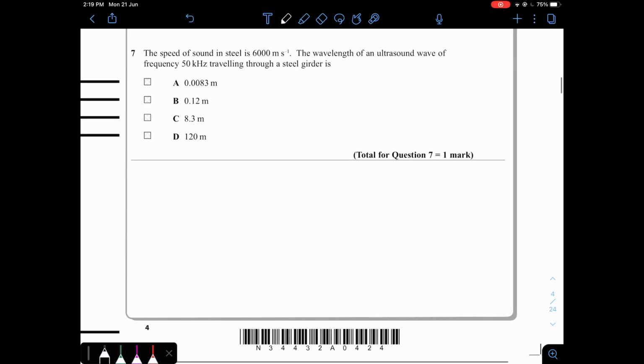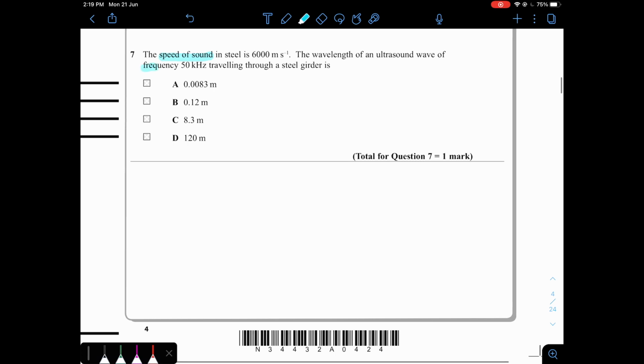Okay, question number 7. The speed of sound is 6,000 meters per second. What is the wavelength of an ultrasound wave of frequency 50 kilohertz traveling through a steel girder? So they've given us V and F, and they want lambda. We know the equation V equals F lambda. Again, this is in the back of the exam paper booklet. They give you the formulas, so all you have to do is rearrange first and plug it in.